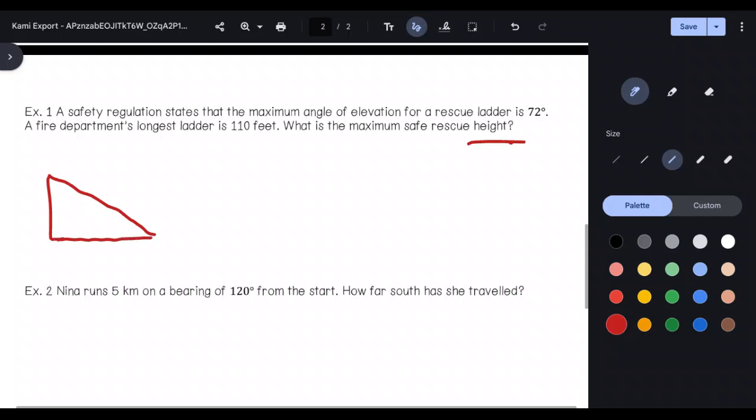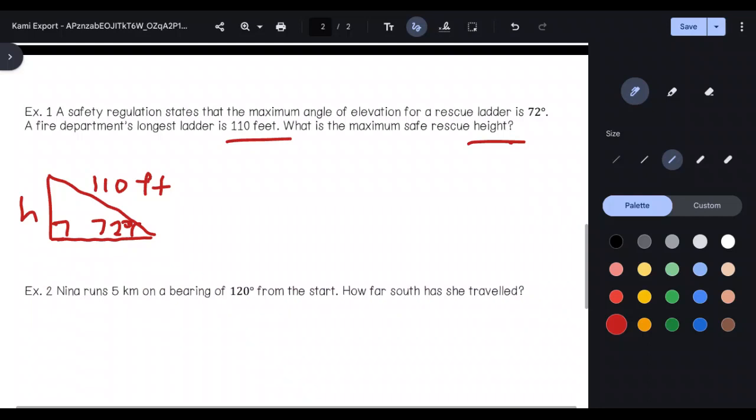So since we know that the angle between the wall and the ground is 90 degrees, we know that we can use SOHCAHTOA. We're given that the longest ladder, or the ladder that we're going to use in the problem, is 110 feet. So we know this is 110 feet. And that the angle of elevation, notice elevation because it's going up, of the ladder here, is 72 degrees. All right, and we want to find this maximum safe rescue height. So think SOHCAHTOA. Which one should we use?